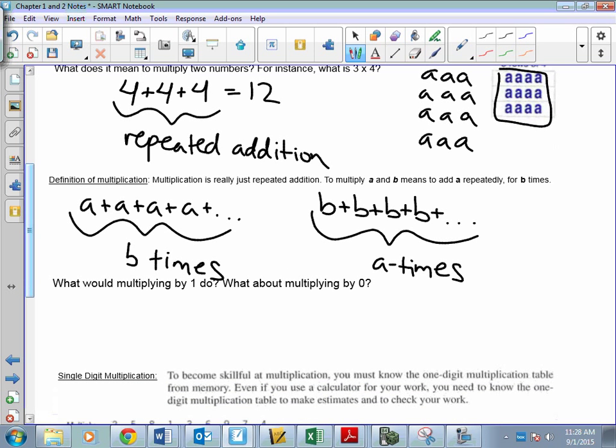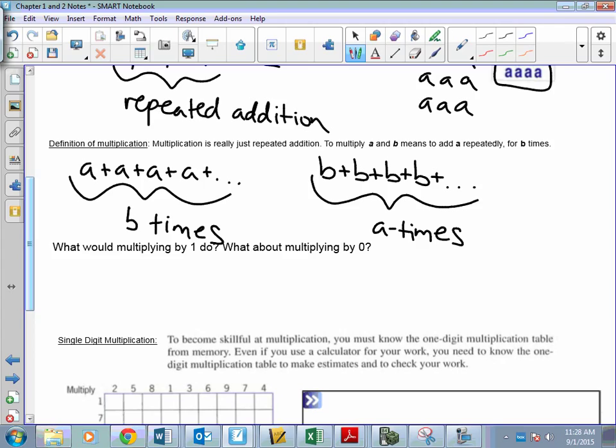What would multiplying by 1 do? It would mean just to add it to nothing. I just have the number. I only have one group of the thing, so it does nothing. So multiplying by 1 gives me the same number. What about multiplying by 0? That would be like adding something to itself 0 times. I haven't even done it at all. So multiplying by 0 always gives us 0, because I don't have any groups. Multiplying by 1 is just I have one group.